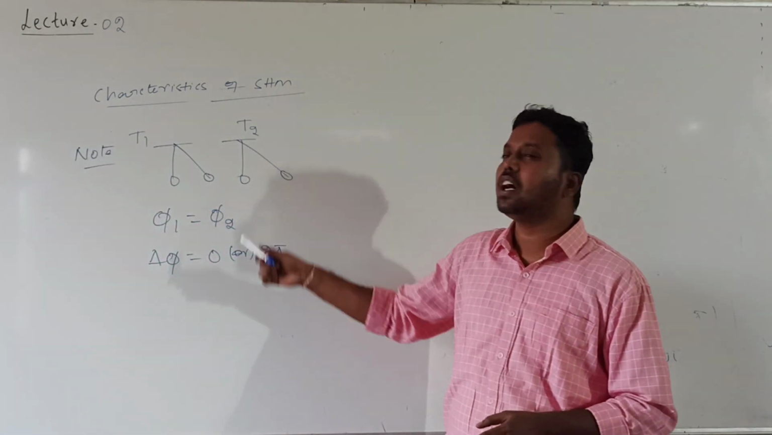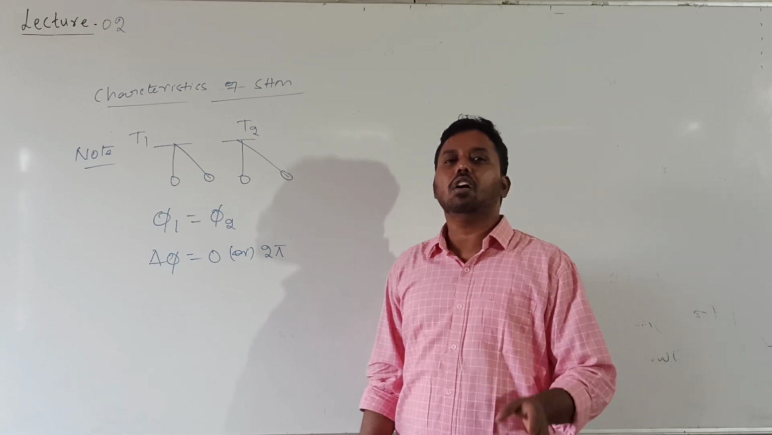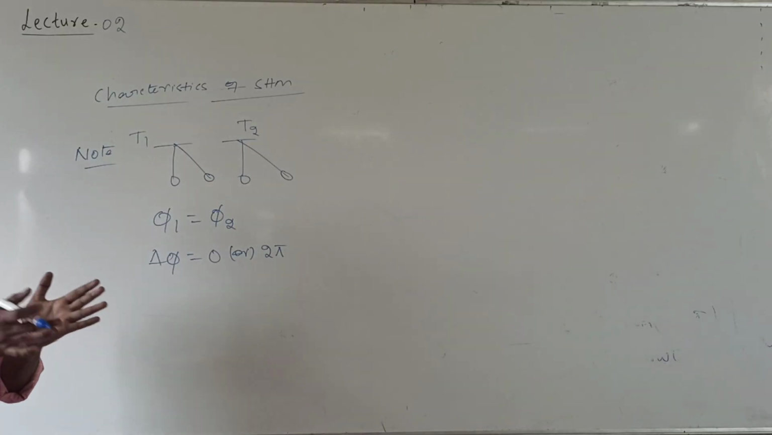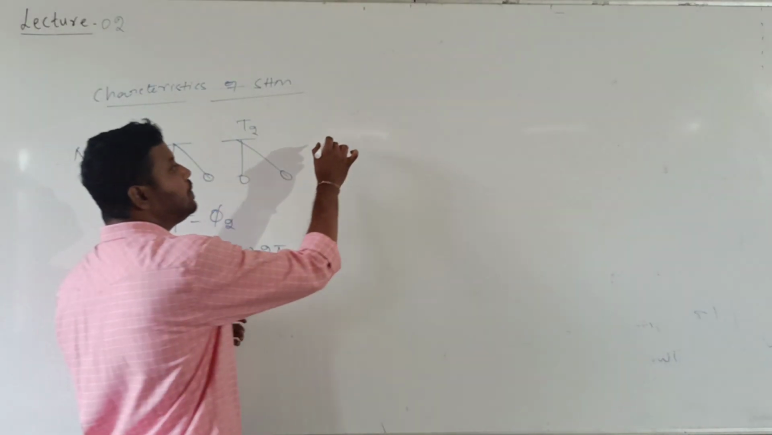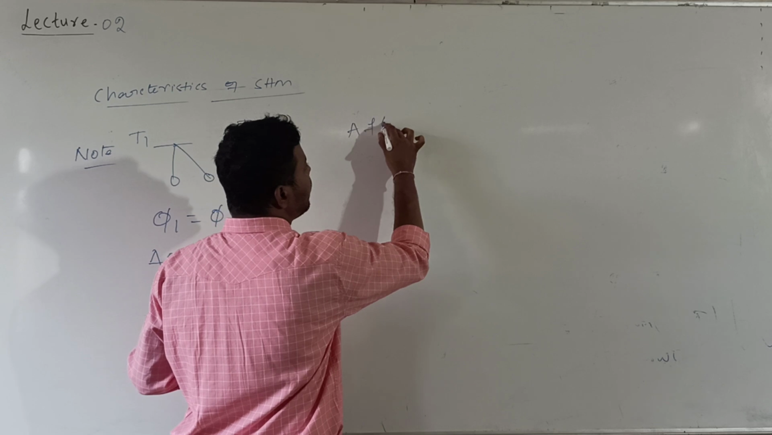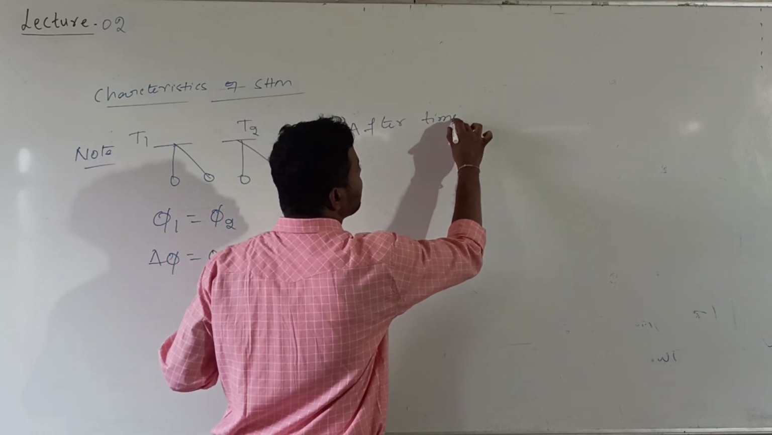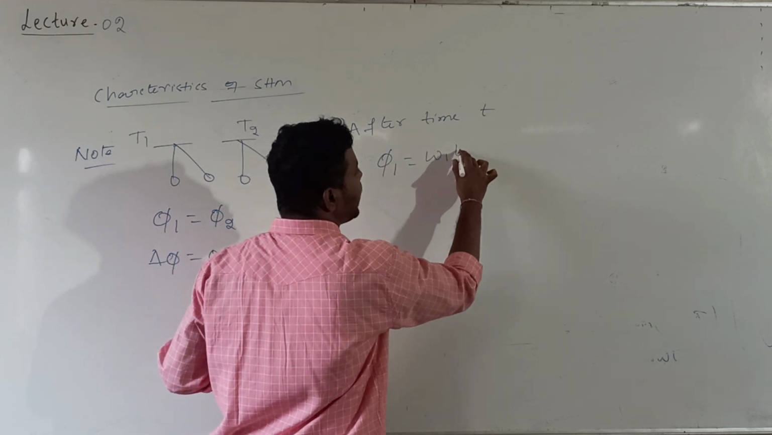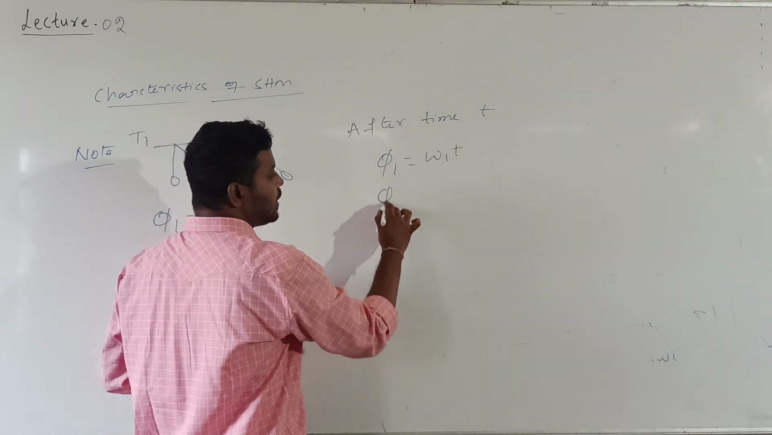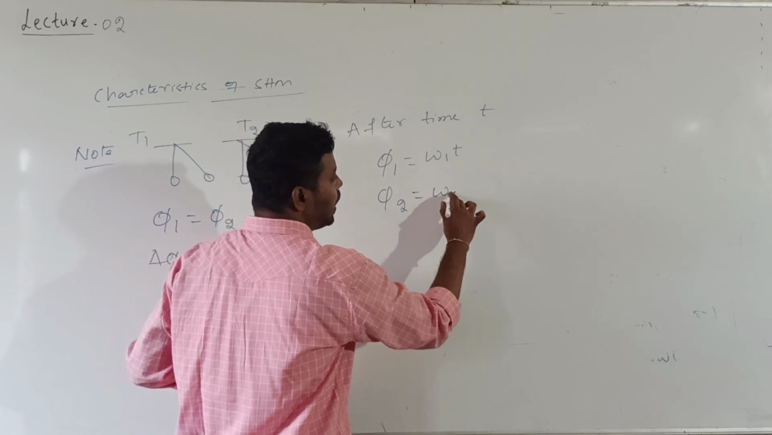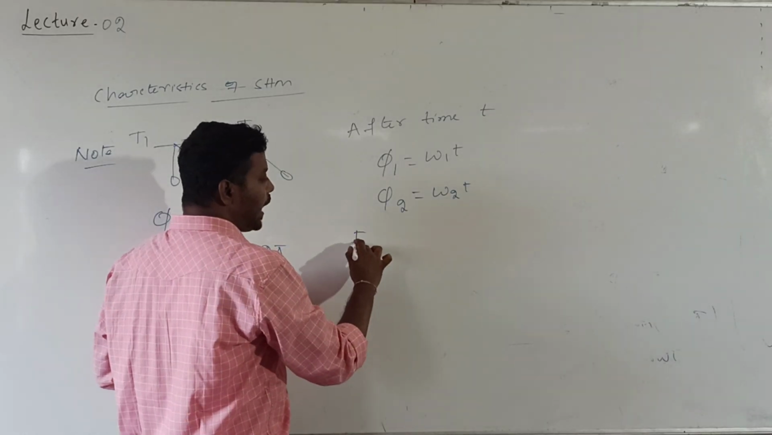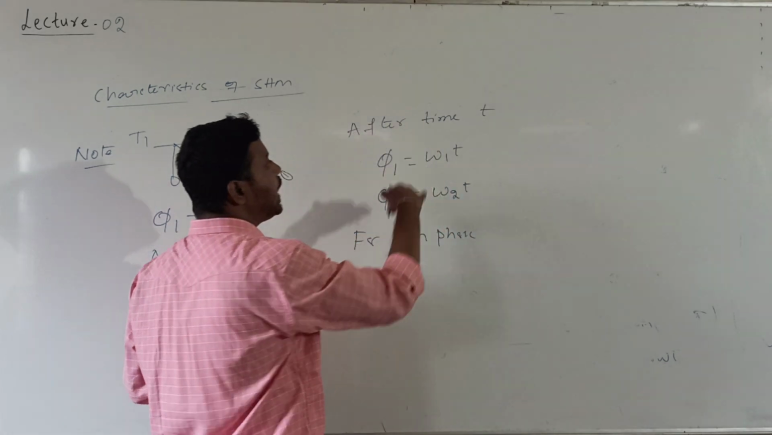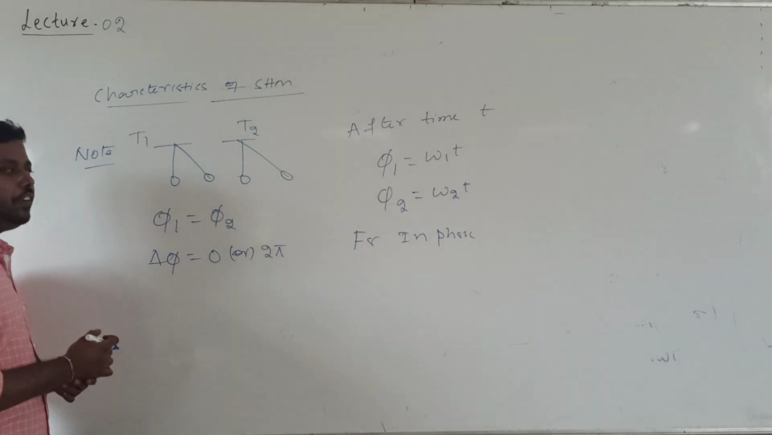Initially both the pendulums are in phase. Now I want to know what is the time after which again both are in the same phase. So after a time t seconds, the phase of the first pendulum I can call omega 1 into t. The phase of the second pendulum I can call omega 2 into t. For in phase, what is the condition? After what time are the two pendulums again in phase?